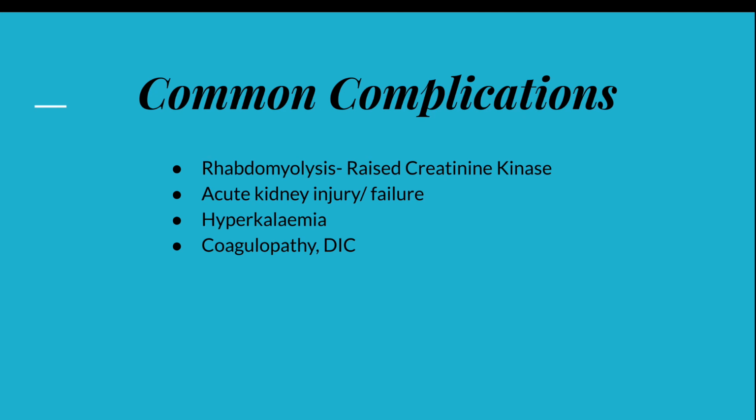And lastly, check and treat any biochemical insult such as rhabdomyolysis, which can be shown by markedly raised creatine kinase, causing acute kidney injury or failure and subsequently hyperkalemia, and disseminated intravascular coagulopathy or DIC, which presents with a deranged coagulation profile with a raised D-dimer as a sequela of malignant hyperthermia.